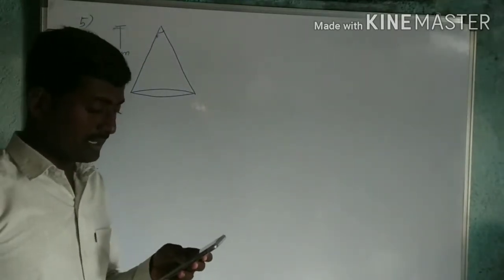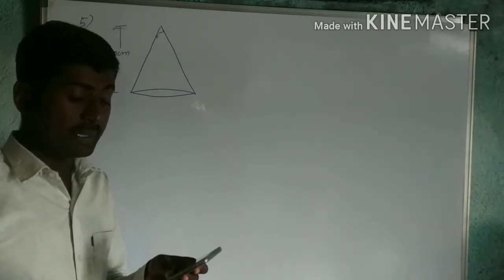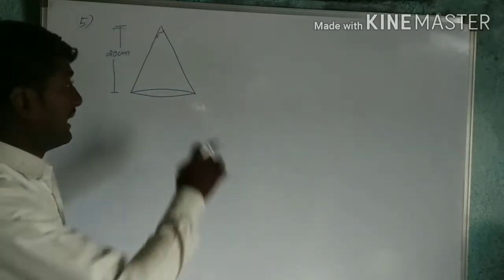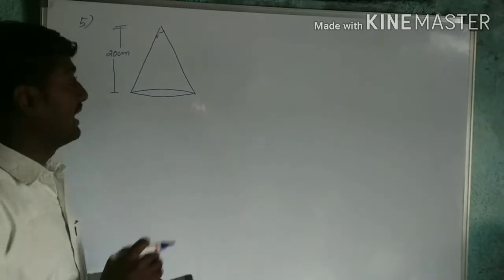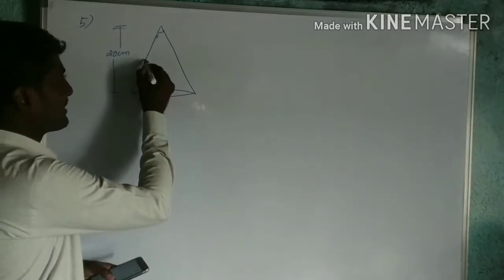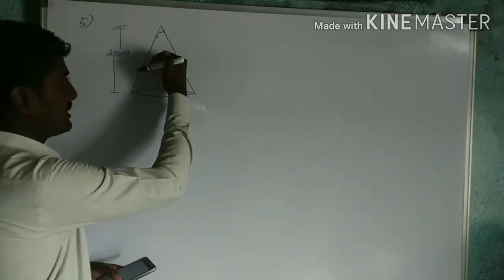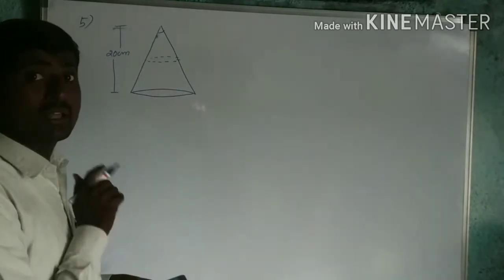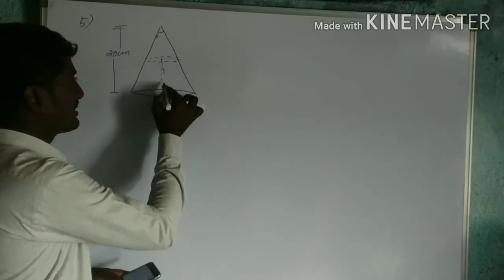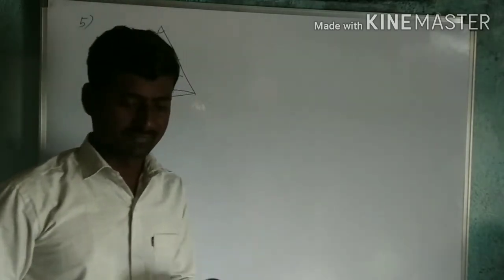Now you see, the cone is cut into two parts at the middle of its height by a plane parallel to its base. So we are cutting in this way. This is parallel to the base at the middle of the height. From here to here, how much is it? 10 centimeter. Then here also 10 centimeter. Middle of its height, they said.